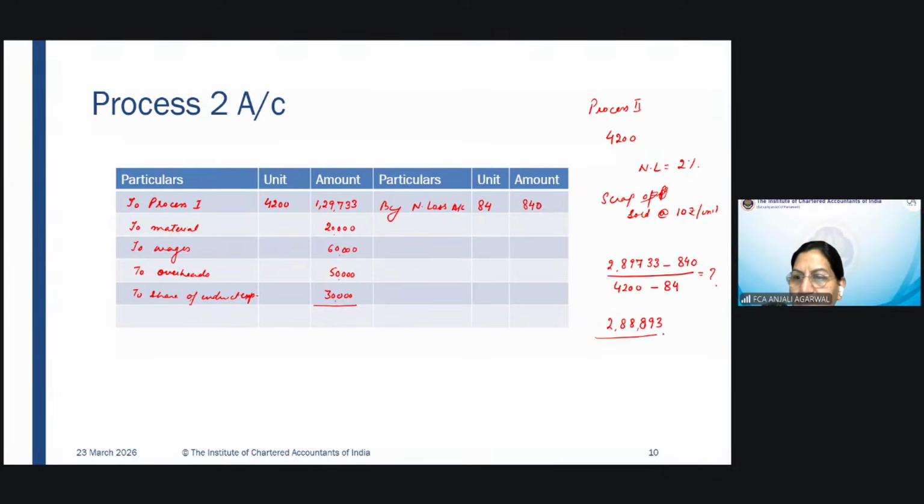borne by 4116 units. Now, if in the next process we transfer, or let's say this was the last process, so finished goods account, 4150 units. So the rate will be the same only. 288,893 divided by 4116. So these are transferred at the rate of 70.187.